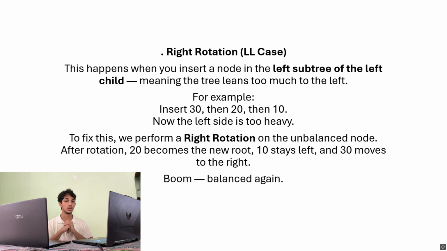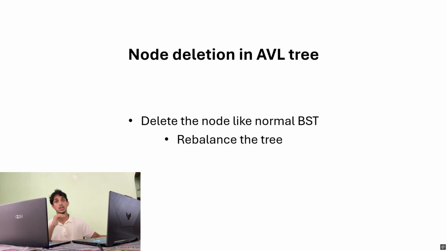So next, let's talk about node deletion. There are two steps for node deletion. First is the normal BST deletion: if the node is a leaf, remove it. If the node has one child, replace it with that child. And if the node has two children, we replace it with the in-order successor.